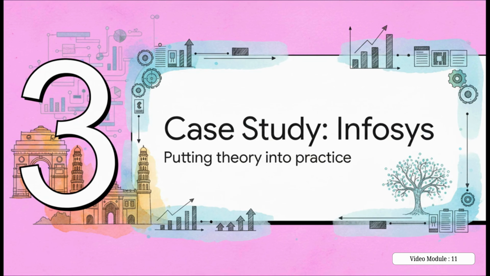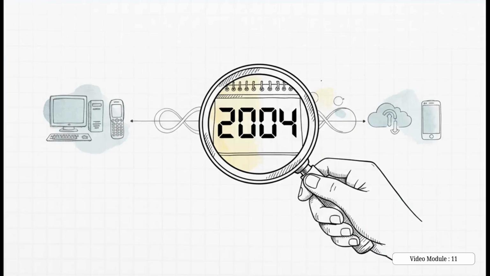All right, that's enough theory. Let's see how all this stuff works in the real world. We're going to take our new toolkit and apply it to one of India's most incredible success stories, Infosys. Now, we're going to open up a little time capsule here. We're looking back to the year 2004.